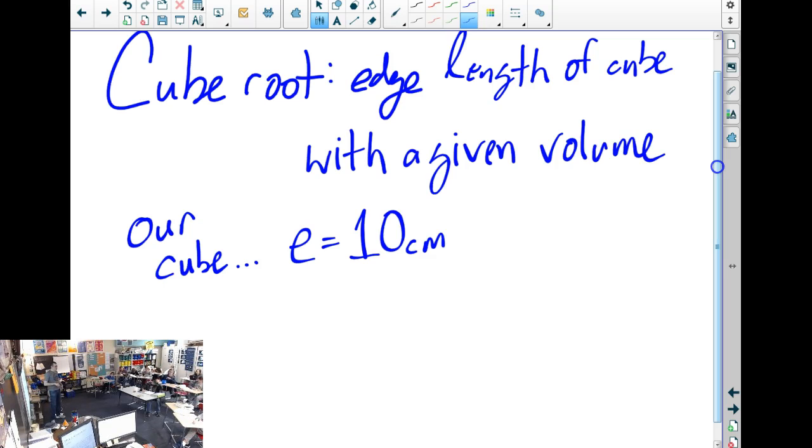Micah, do you know the relationship? 1 milliliter equals 1 centimeter. Ooh, careful. 1 centimeter. Square. Not squared. Cubed. Cubed.